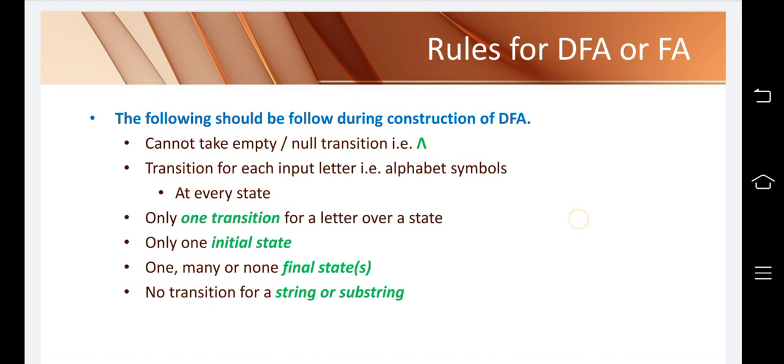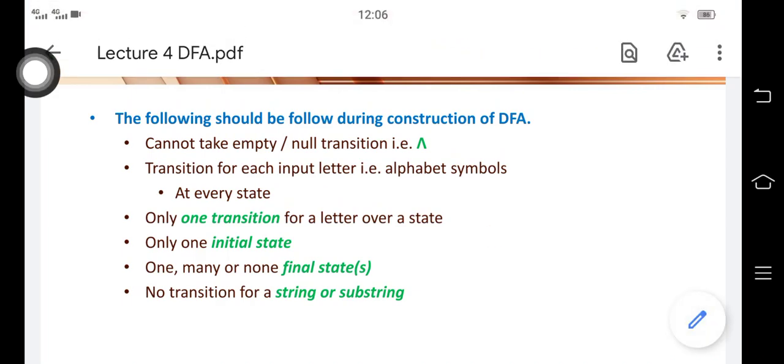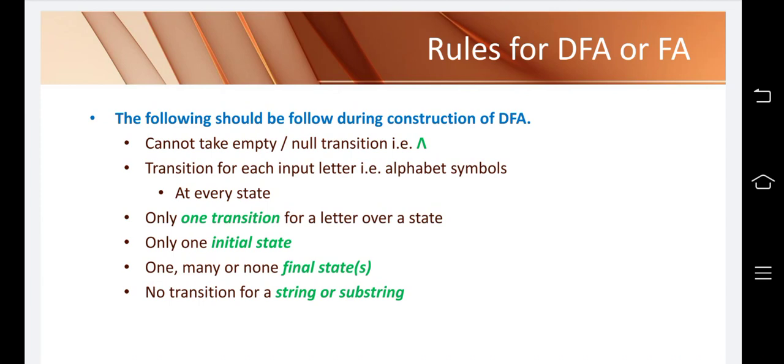These are the rules which must be followed for constructing a deterministic finite automata. It means there is no null transition. There must be a transition for each input alphabet, one initial state, and maybe zero, one, or many final states, no substring transition. And these are the rules which must be followed to construct a deterministic finite automata.